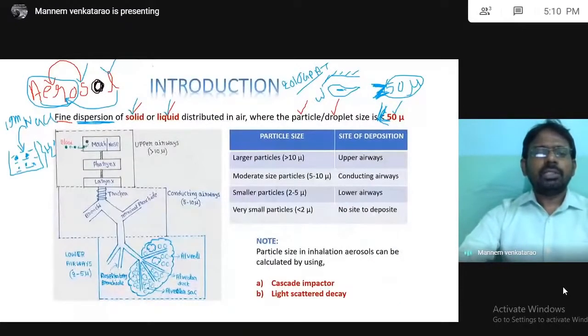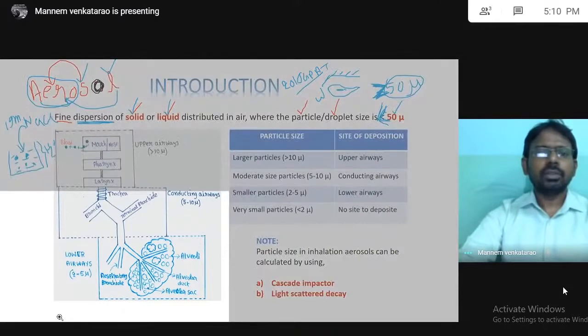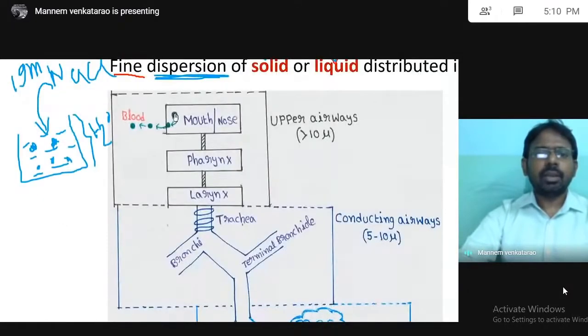Friends, observe, once you inhale a drug, what happens? First, it enters the mucous membrane of the mouth or nose, because sometimes you administer through the mouth route or sometimes through the nose. Once the drug enters the mouth or nose, first this drug particle, this green colored particle, is the drug particle. First, it touches the mucous membrane. Next, that is called deposition.